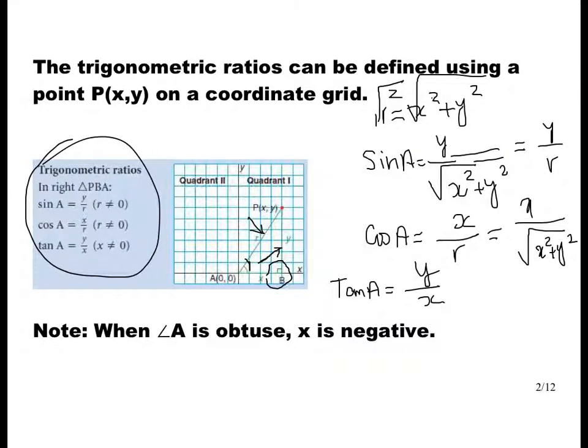So the result is that if angle A is obtuse, remember obtuse means between 90 and 180, okay? Then X is negative, so it means that cos and tan are going to be negative. So if A is obtuse, just remember this one: sine is positive, cos is negative, and tan is also negative. So remember this one.